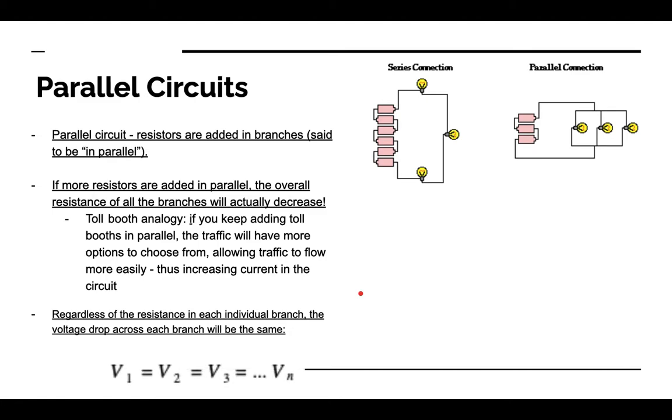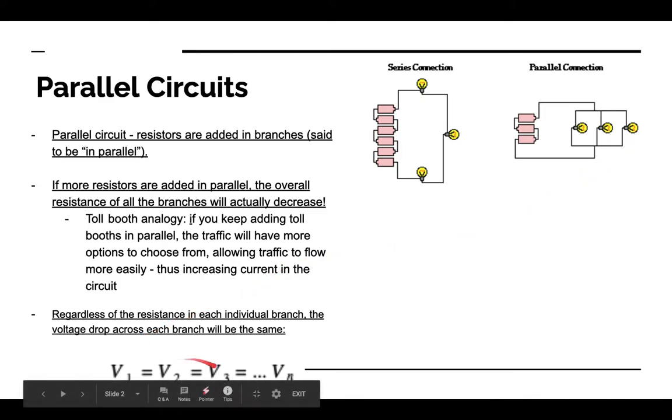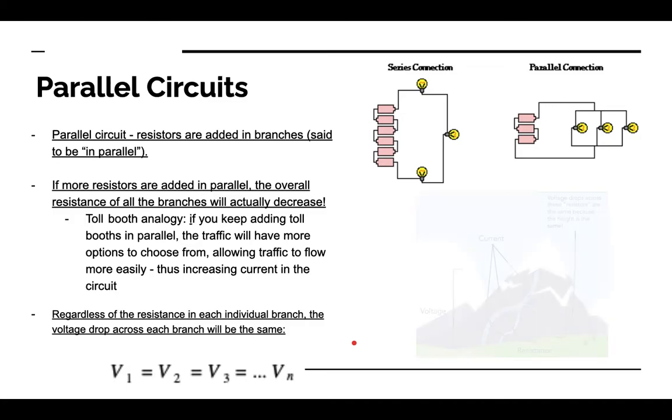Another interesting thing to note is that with a parallel circuit, regardless of the resistance in each individual branch, the voltage drop across each branch will be the same. So if each of these light bulbs has vastly different resistances, the voltage drop across each branch will still be the same. So if this has a resistance of R1, this has R2, and this has R3, then V1 will equal V2 will equal V3. Why does that happen though? That's so weird to think about.